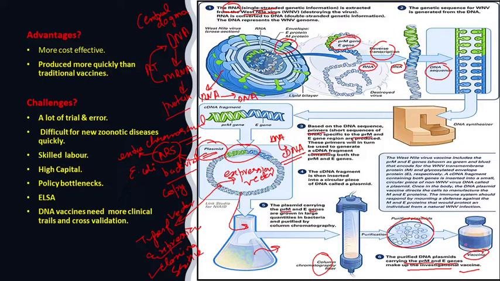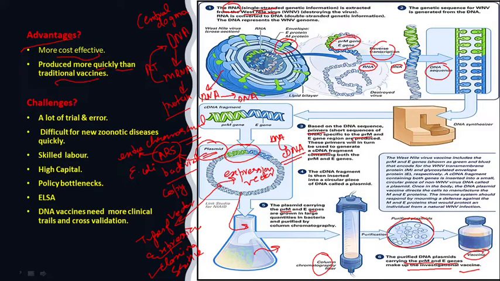So as you can see, compared to the mRNA based vaccine, DNA vaccines are a little more tedious to manufacture, and it is also a very lengthy process. So let's come back to the topic. What are the overall advantages of the vaccines? As we know, vaccines are more cost effective and they are produced quickly when compared to the traditional vaccine.